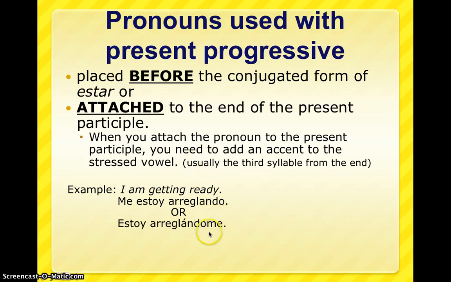our present participle. Now remember that when we do this, we said we have to put an accent on the third syllable from the end, so the third vowel from the end. So we can see that we have 1, 2, 3 vowels. This is where our accent goes. Estoy arreglándome. So either way is correct. If you want to put it before, that's fine, or you can attach it to the end of the present participle.